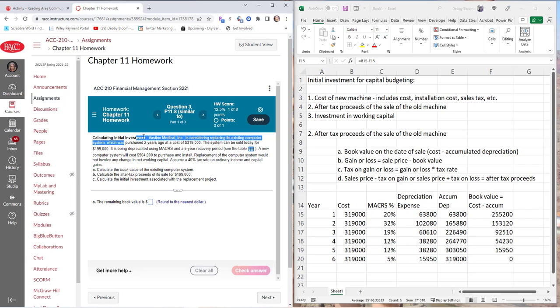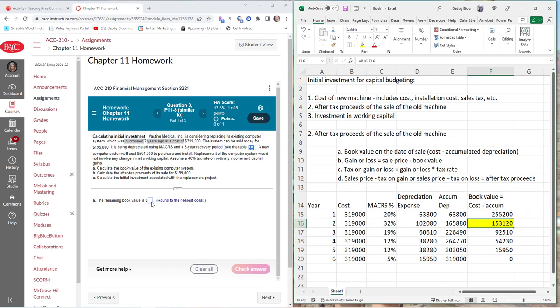It was purchased 2 years ago, so they're talking about the book value at the end of year 2. So the number that we're looking at is our book value at the end of year 2, 153,120.